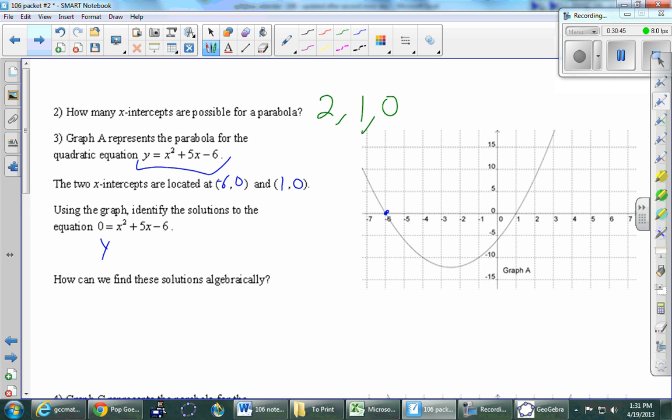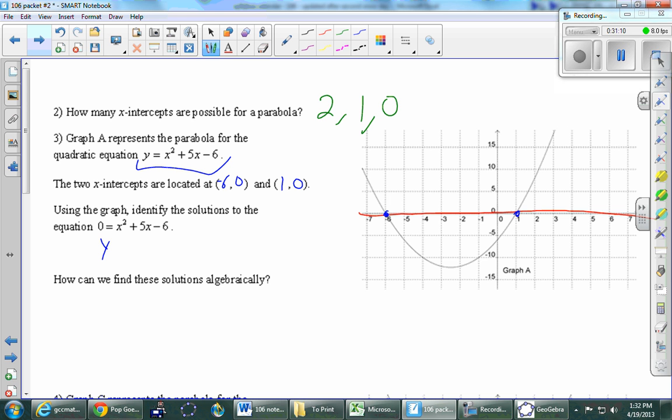Okay, so if I'm just looking at the graph and I want to think about where the y coordinate is 0, well, the y coordinate is 0 every place on that line, right? Y is equal to 0 everywhere there. So where will I find the parabola hitting that red line? I'll find it right there at that point, and I'll find it right there at that point. The same x-intercepts that we found before.